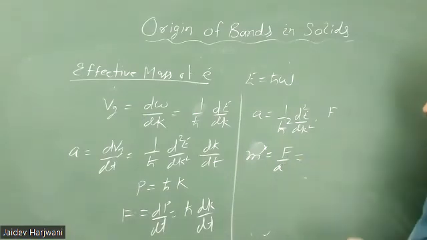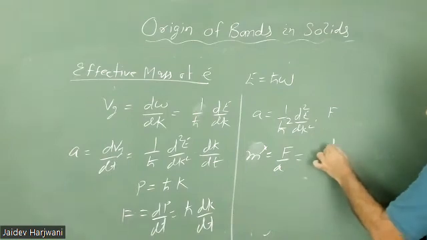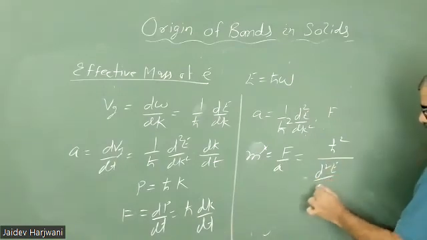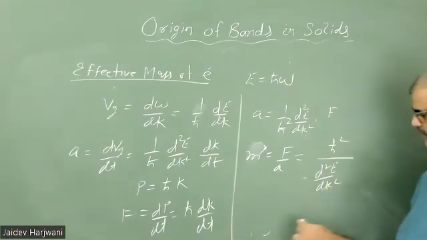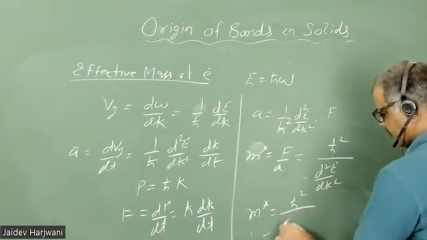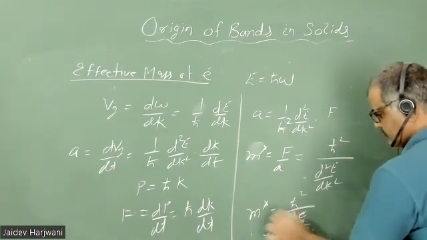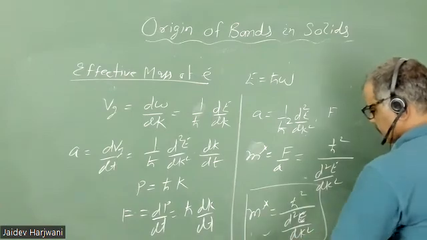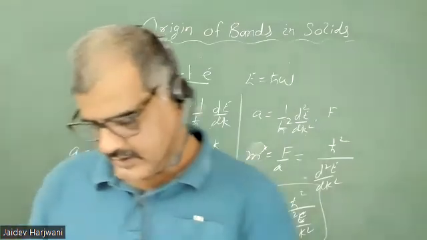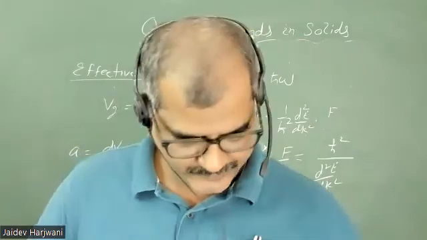F by a equals 1 upon, so this ħ² will come up and this d²E/dk² will go down. So m star = ħ²/(d²E/dk²). This is the effective mass formula in a crystal, the expression for effective mass. We'll discuss much more about this effective mass tomorrow.